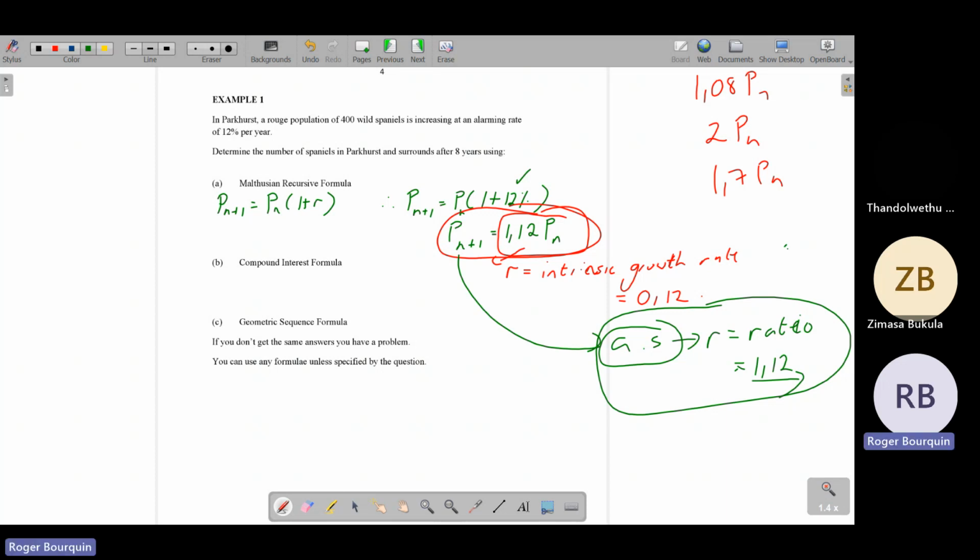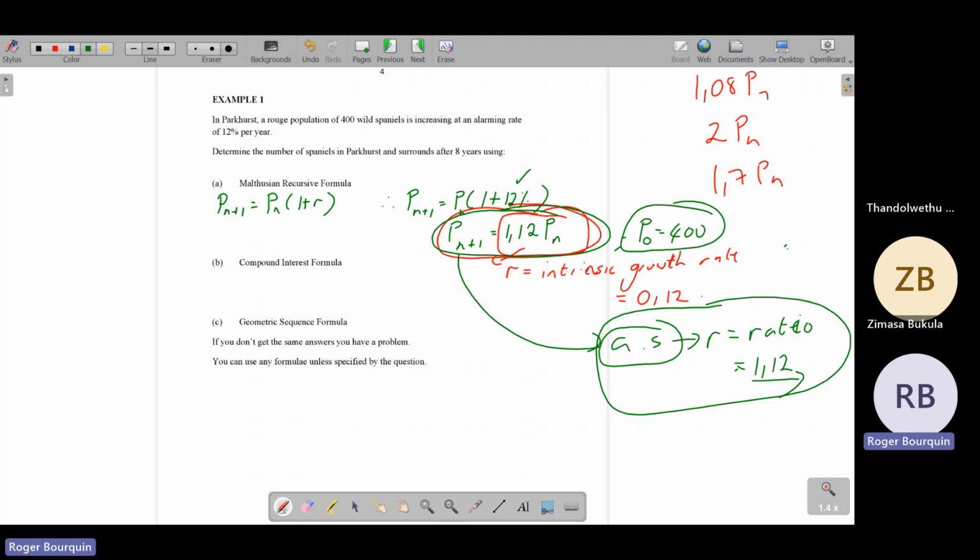Right. So how did we work it out? Your formula is P(n+1) is equal to 1.12 Pn. If I'm asked to write down a recursive formula, what do I have to write down as well? The starting population P0, which was 400, right?